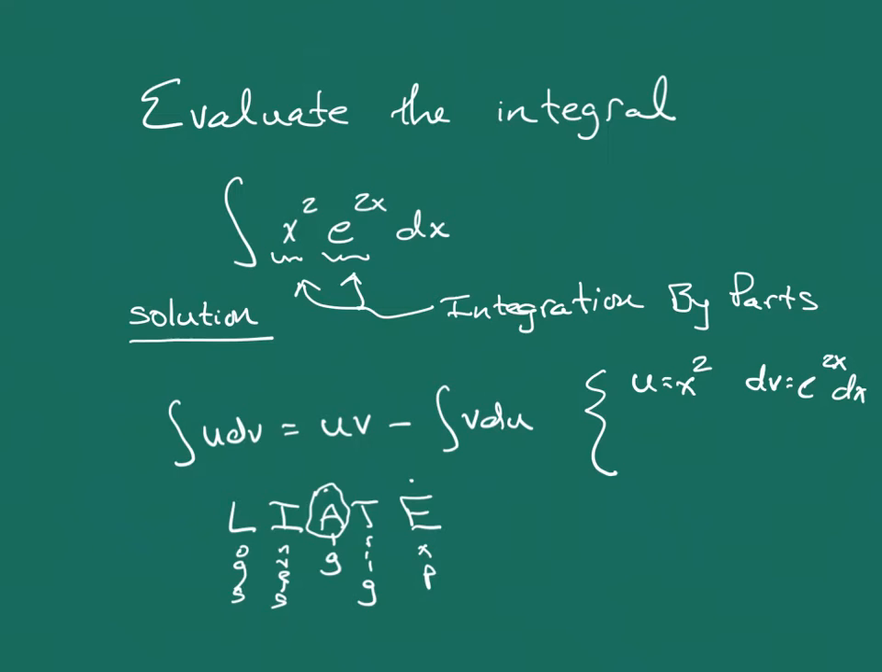Now for our du, remember that was just going to be the derivative of x squared. So we've got du being 2x dx. Then we've got v being the antiderivative of our e to the 2x dx. And for that one, we have 1/2 e to the 2x. If we take the derivative of 1/2 e to the 2x, we're right back to e to the 2x dx. And so these are our choices. So now we just follow the formula with these choices to see if things get simpler.